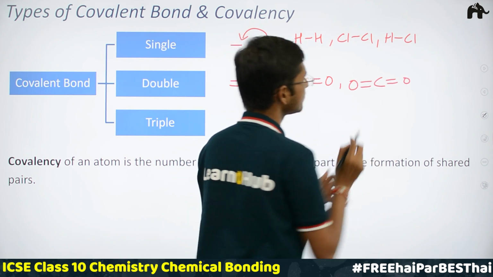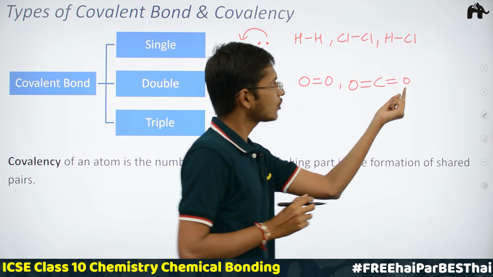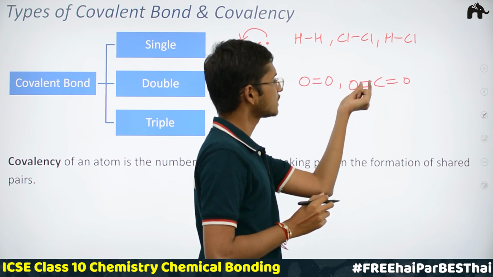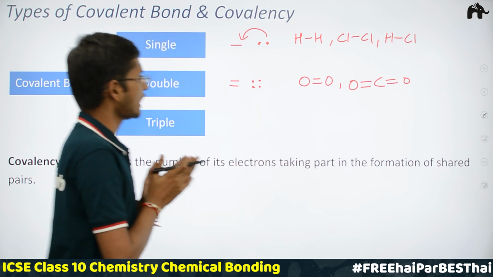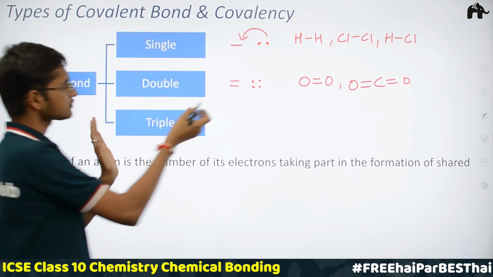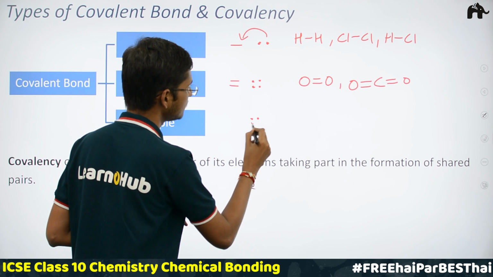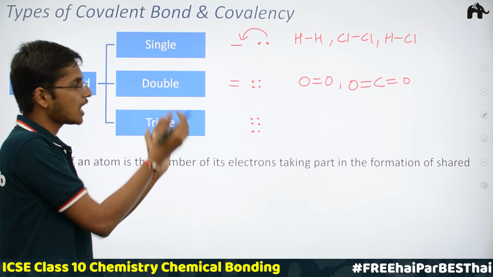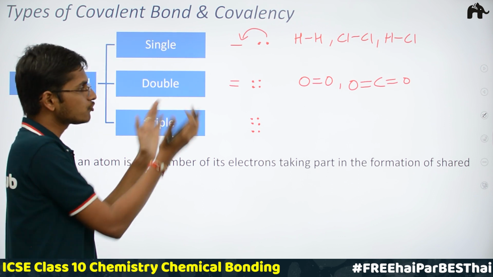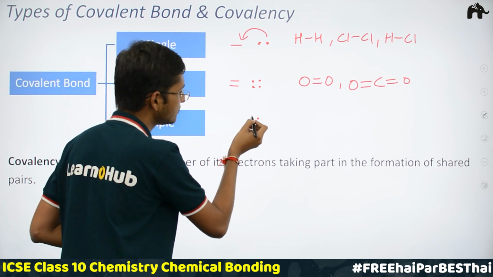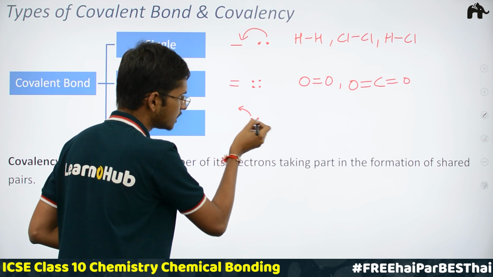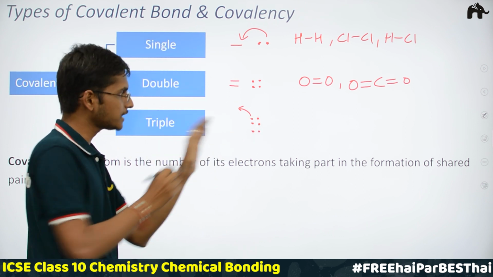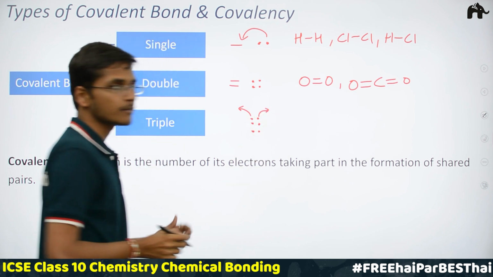See here, in this case, between carbon and oxygen, there are two shared pairs of electrons. Here also, between carbon and oxygen, there are two shared pairs of electrons. And triple covalent bond: in the same way, three shared pairs of electrons are mutually shared. Mutually shared, I have already told you, means that in a shared pair of electrons, one electron is contributed by one atom, and another electron is contributed by another atom.